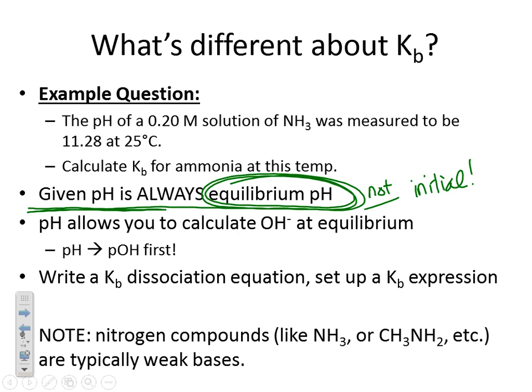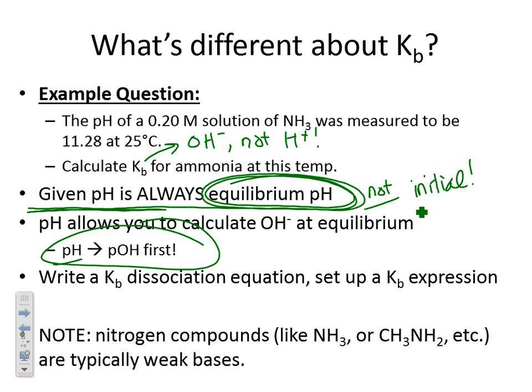The only tweak between this and Ka is that they gave you pH, but we don't want pH for Kb, because for Kb we're going to have hydroxide, not H+ concentration. So take pH, get pOH, and then use the hydroxide concentration in your ICE chart. That's the difference. So there's one tiny different step.